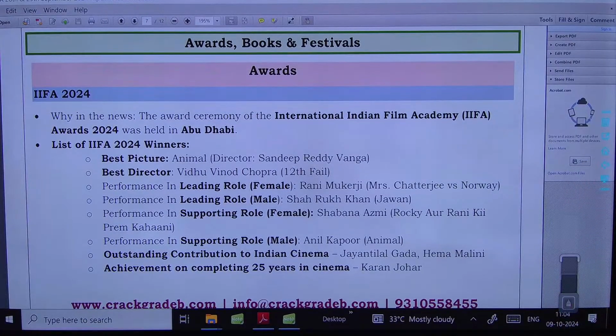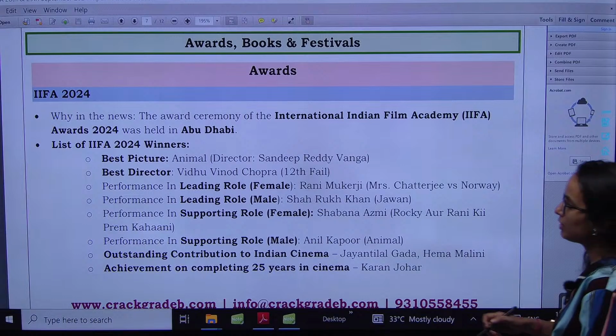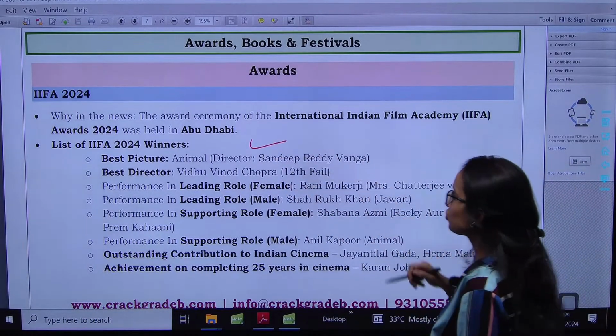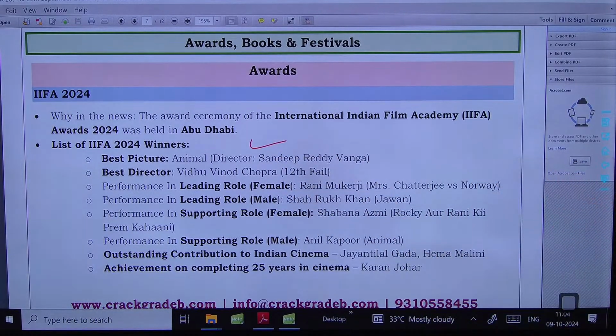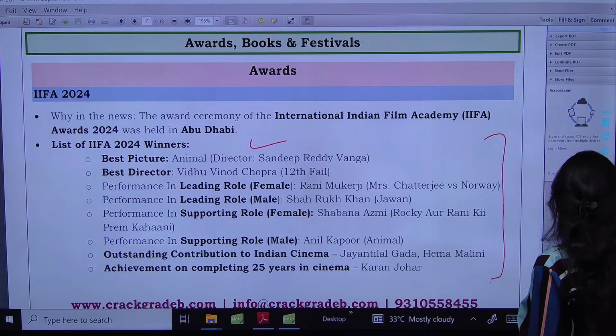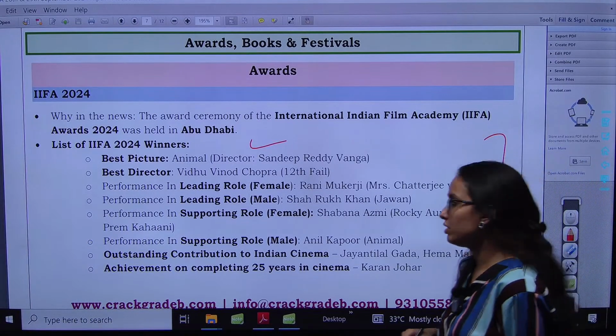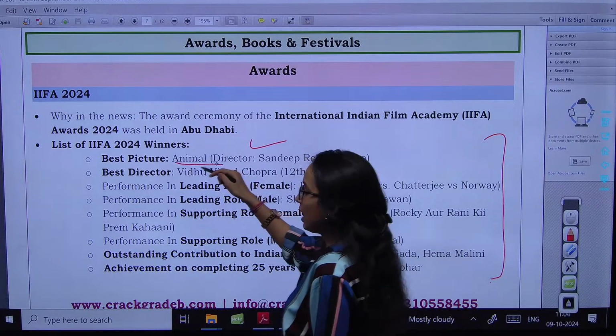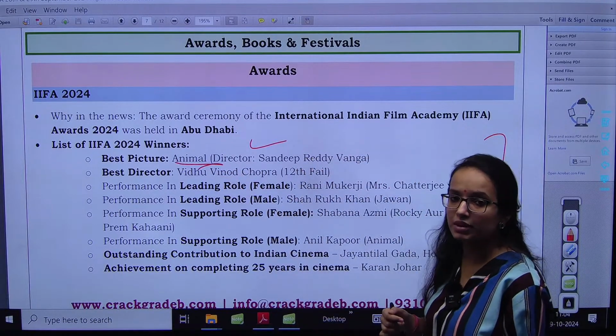Then in the awards category, you have the award ceremony of International Indian Film Academy. Where was it held? Remember, Abu Dhabi. International Indian Film Academy Awards held in Abu Dhabi. So this is the list of winners. Best Picture award given to the movie Animal.